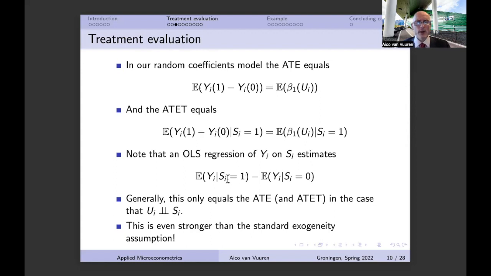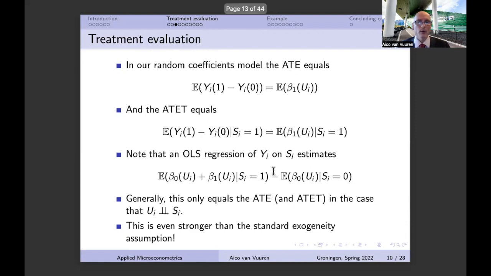Then the question arises, what is this thing that we have over here? The first thing that we can do is substitute. We should realize that this thing is simply equal to yi1, because we know that si here is equal to 1, and here we get yi0.